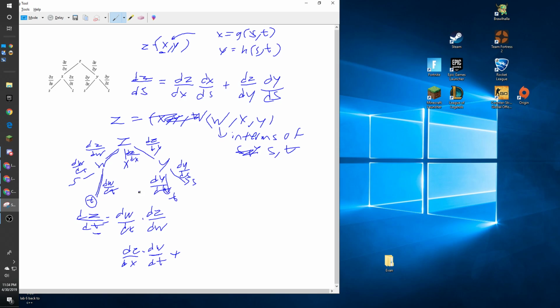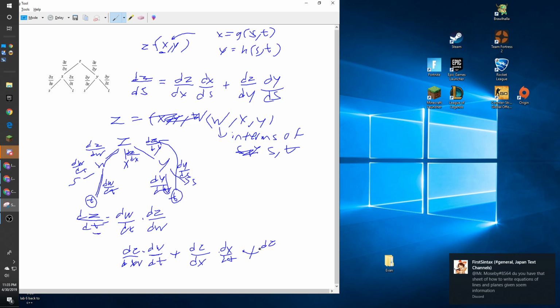And then I go for this one, this is another route. And x is not the same thing, so it's dz/dx times dx/dt. And then for this one, this is more easily done: from t, I go up, so I have dz/dy times dy/dt. That's going to equal dz/dt. And that's the chain rule.